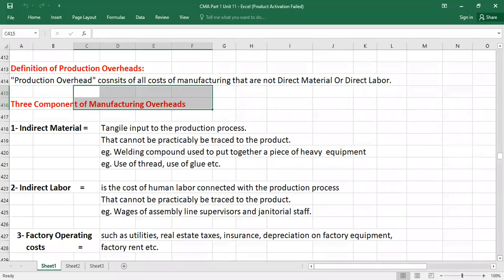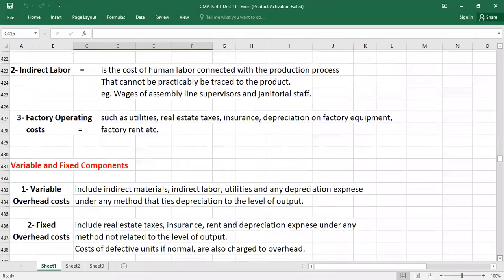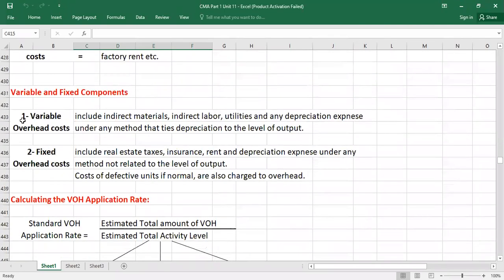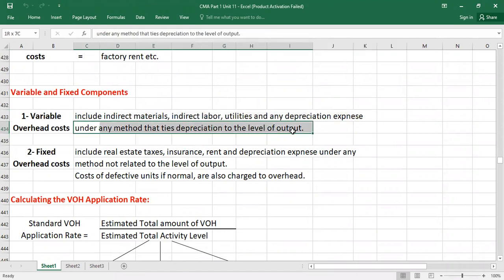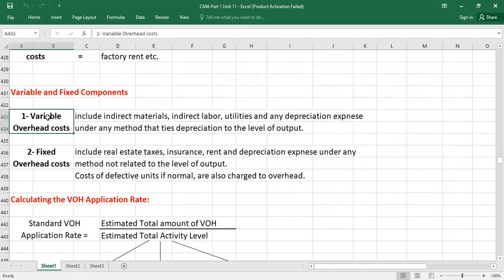The factory overheads we can classify into two further categories. So overhead cost could be variable or it could be fixed overhead cost. Variable overhead cost includes the indirect material, indirect labor, utilities like electricity consumption, and any depreciation expense under any method that ties depreciation to the level of output. The variable costs are those costs which will change with the level of activity. So these are the examples.